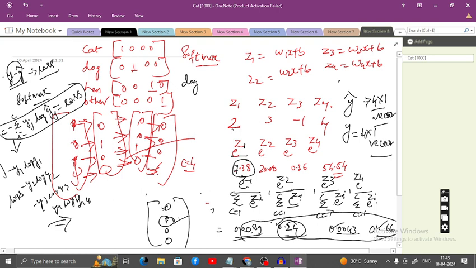0 1 0 0. This is y2. The y2 value is equal to 1, so here y2 will be replaced with 1. Everywhere else, y1 is 0, y3 is 0, y4 is 0. This will become 0, this will become 0, this will become 0. So minus 1 into log of 1. What is log 1? Log 1 is 0, no?